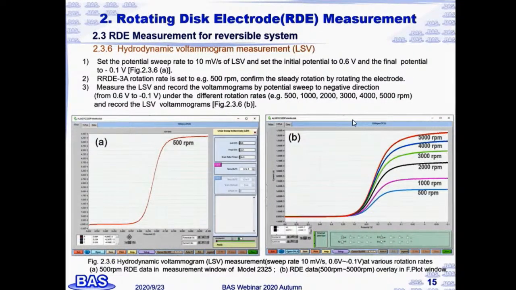The conditions for hydrodynamic voltammogram measurement using linear sweep voltammetry are shown here. The potential sweep rate is 10 mV per second. The potential sweep range is from 0.6 volt to minus 0.1 volt. The RD3 rotation speed is set to, for example, 500 RPM. Confirm the steady rotation by rotating the electrode. Run the RLSV and record the voltammograms by potential sweep in the negative direction under the different reaction rates.